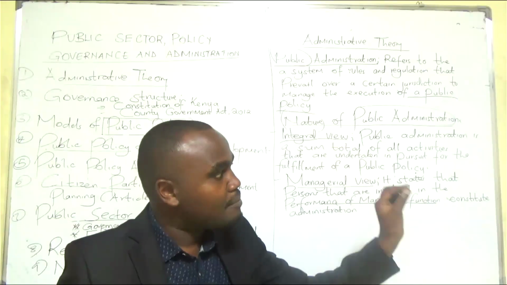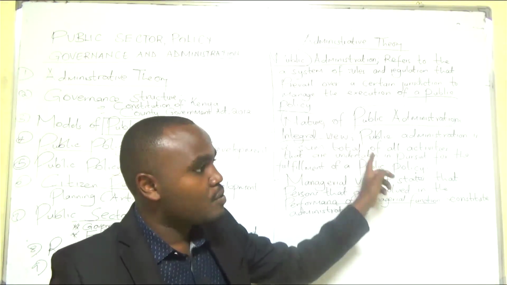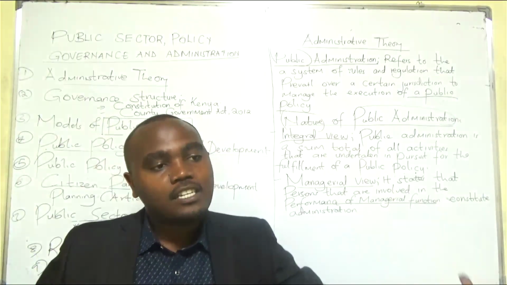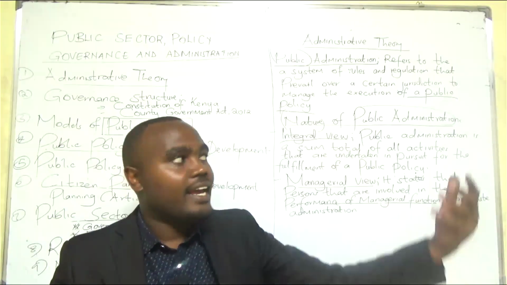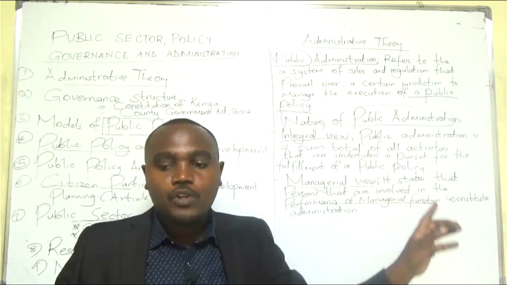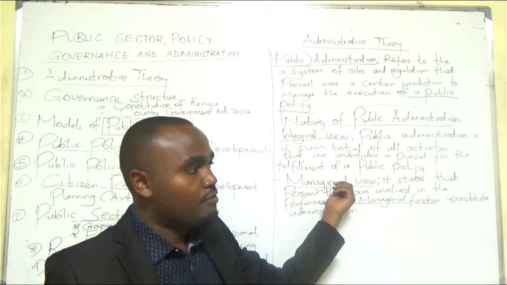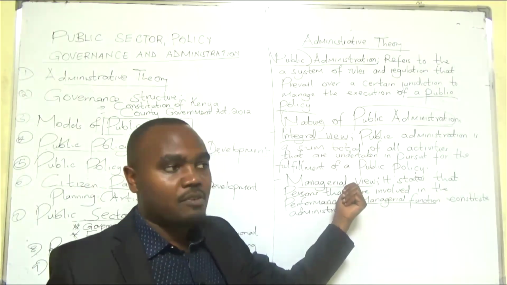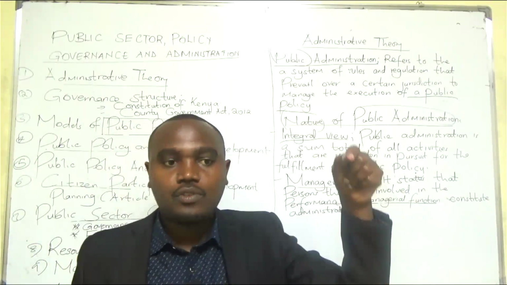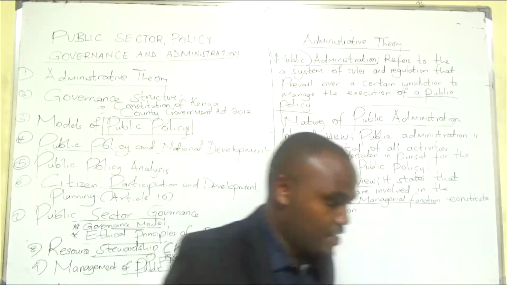So public administration is manifested in two ways. One, through the integral view, by saying that we are bringing together different activities that work together so that they can execute a public policy. Or, we are explaining this concept of public administration through the managerial view. So how do we explain the managerial view? Through the carrying out of the five main functions of management.